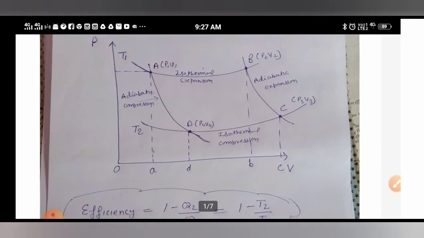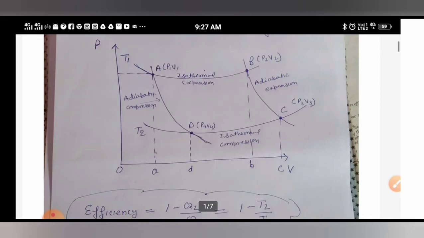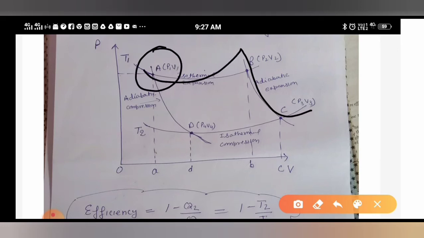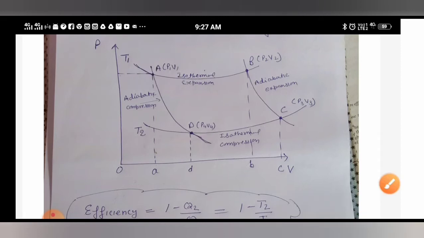So what is the Carnot cycle? The Carnot cycle is a graph between pressure and volume during the process of expansion and compression. And why do we call it a cycle? Because it starts from A and, after completing all four steps, again comes back to A. Cycle means starting from one position and coming back to the same position. I hope the Carnot cycle is clear to you all.